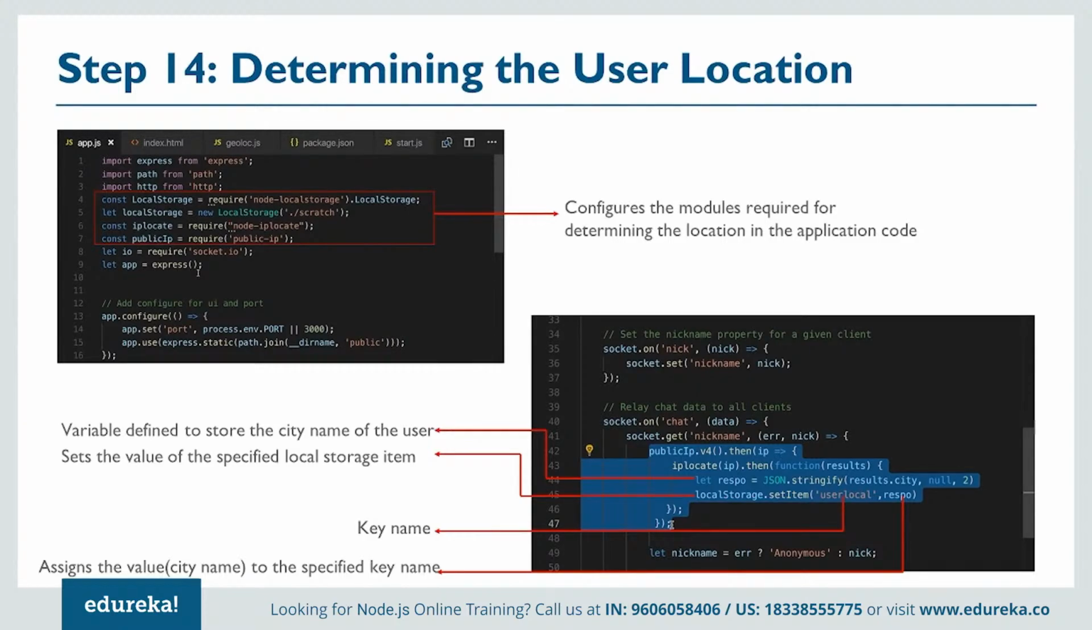So public IP version 4, then once the IP address is resolved, we get the IP address, we have the callback. Then we use the IP locate, pass in the IP address that we received, and once that promise is resolved, we have the callback function with the results. Results will have the city, which we will stringify and then store in the local storage, saying user local, something like that. Then what?